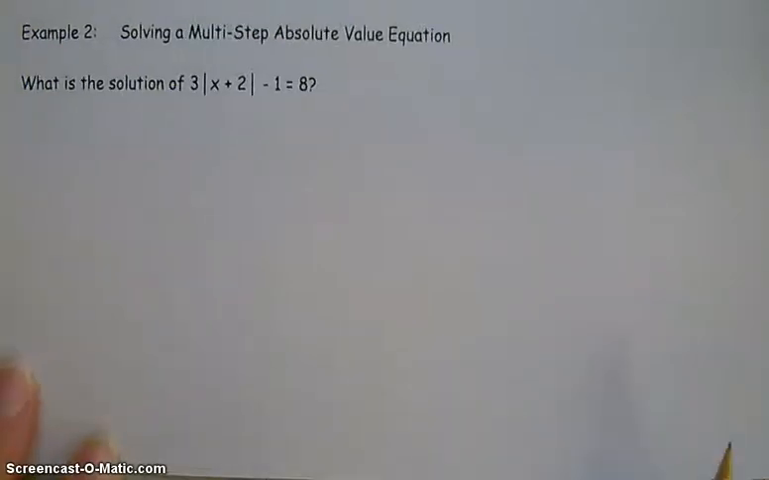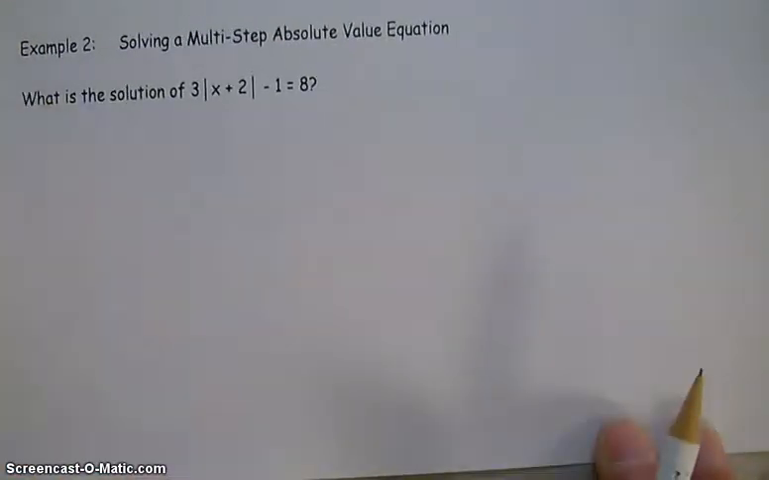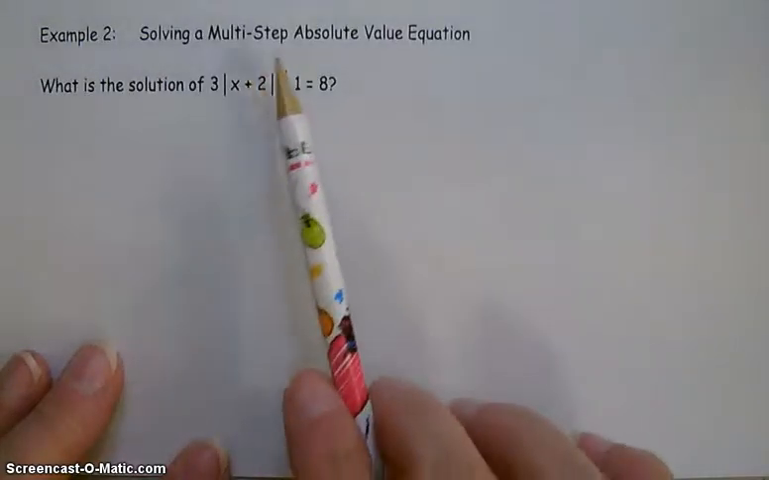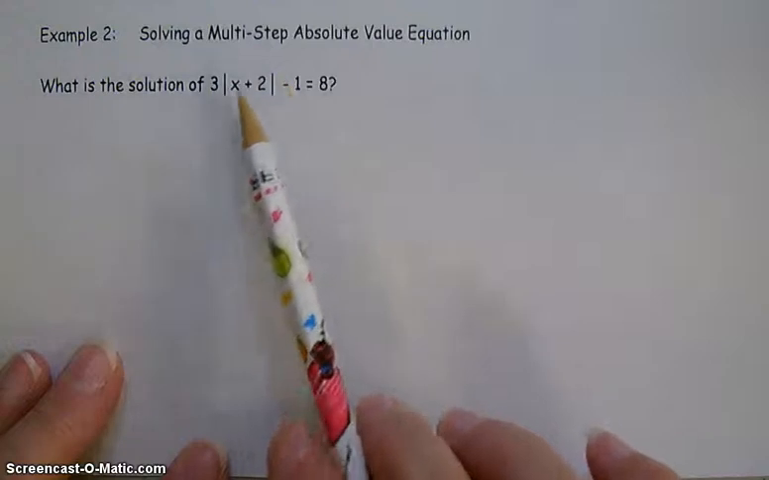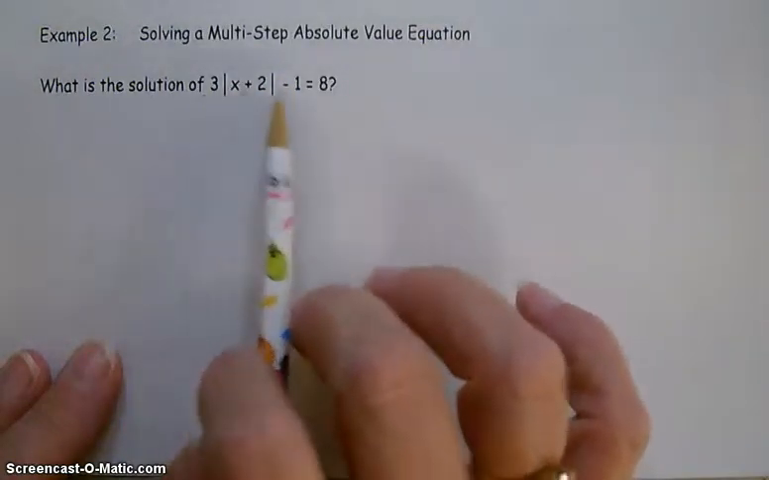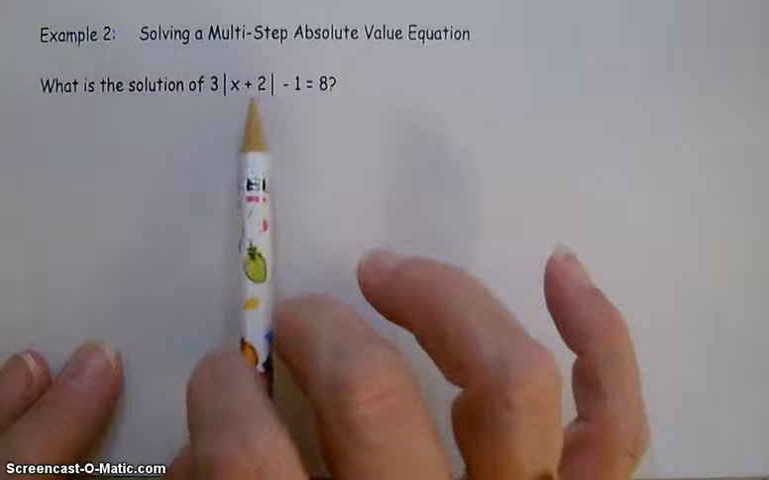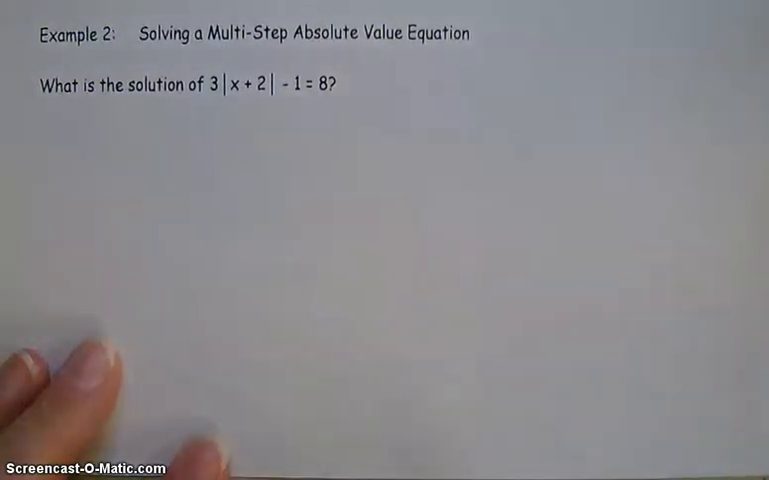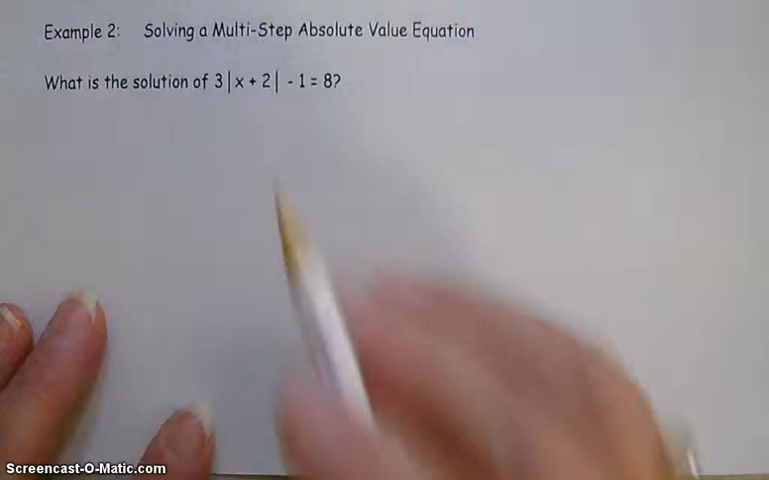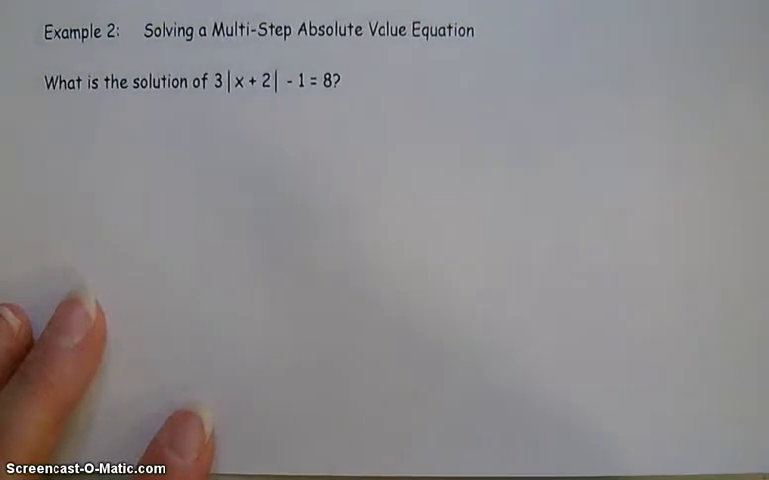Okay, so we're going to do another example. This is an example of a multi-step absolute value equation. Before we can do anything, we have to have the absolute value isolated. So this is asking, what is the solution of 3 times the quantity of the absolute value of x plus 2, minus 1 equals 8? Again, we have to isolate the absolute value before we can set up our two equations.